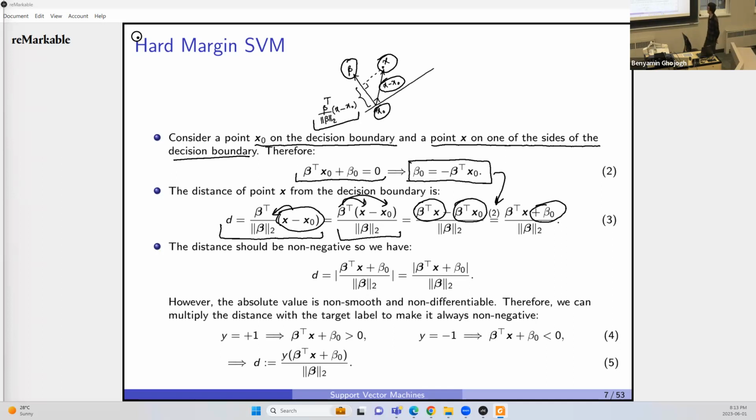So far clear? This is the distance of point x from the decision boundary, this length. I denote it by d, distance. The distance should be non-negative, but this equation 3 may become negative. Therefore, I need to use absolute values. The L2 norm is a non-negative scalar, so it can come out by the properties of norm. So I will have the absolute value only in the numerator. However, the absolute value is not smooth and not differentiable, especially at zero, at the origin.